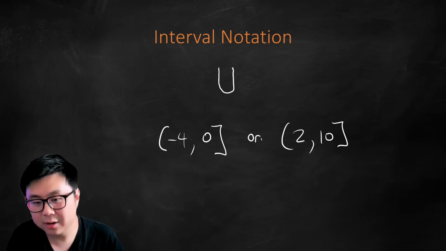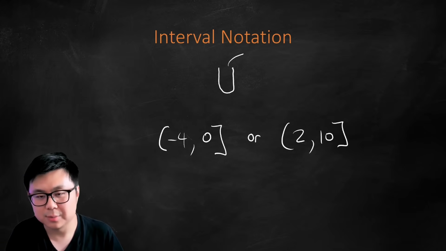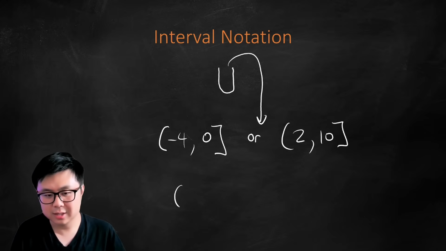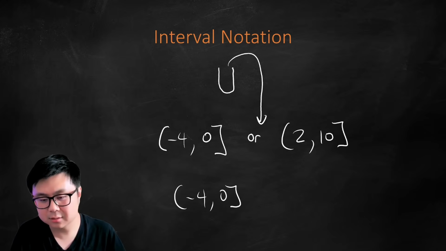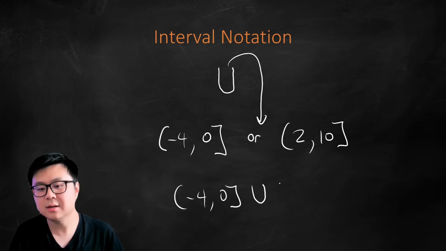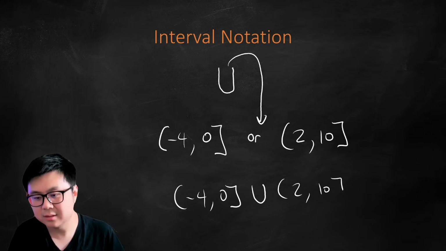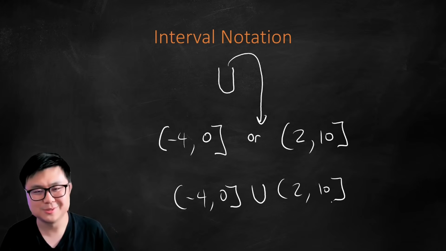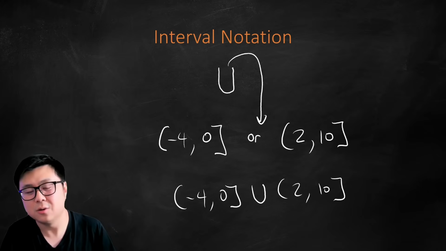But instead of the word or and, you just replace that with the U. So it will look like [-4, 0], and then U for union, and then [2, 10]. Just keep in mind that's what the U stands for. It just means and or.